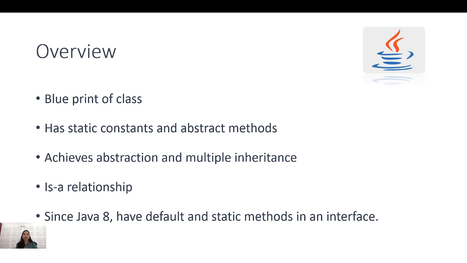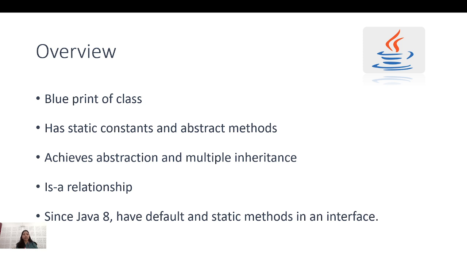In the interface we are having the methods and the variables, the methods which are abstract ones, not the normal methods, but yes, we can have the default and the static methods from the Java 8 version. But normally in the interfaces we have the abstract methods and the variables which are static and final. By using the interface, we can achieve the abstraction and the multiple inheritance.